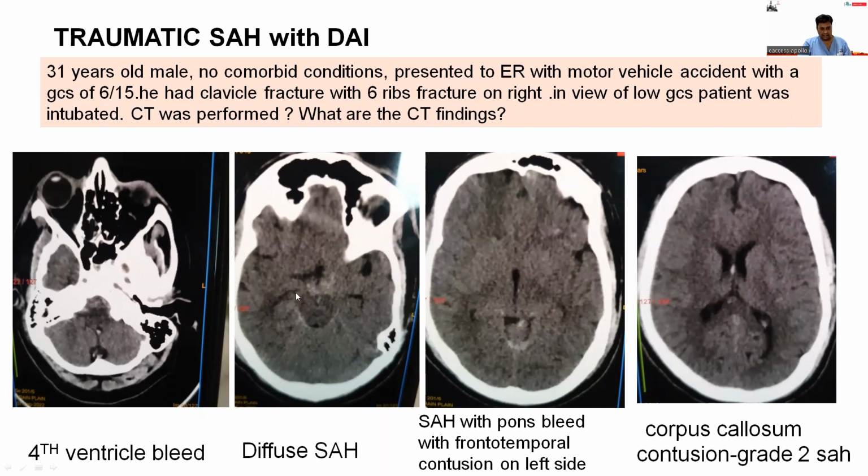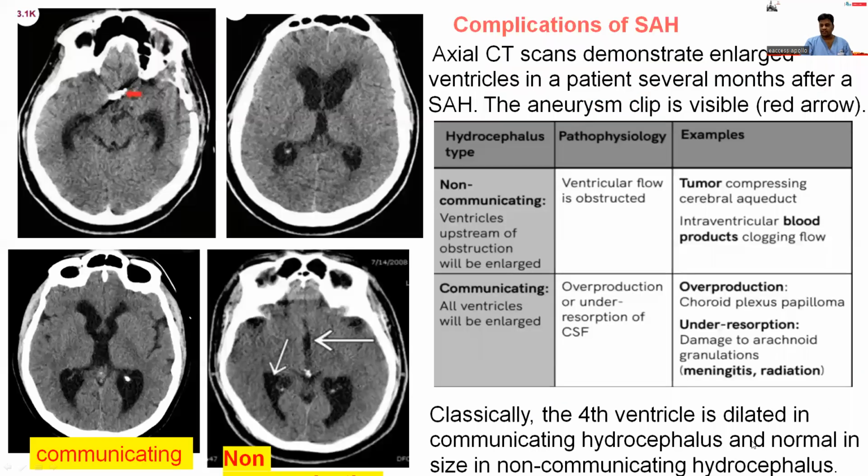And as we have seen earlier, this fissure is having hyperdense material, so it is diffuse SAH. And then there is also a bleed in the pons. This small hyperdense lesion is a pons area bleed. And then there is a SAH over here because the cistern has the hyperdense area. And also you can appreciate small dot contusions in the corpus callosum. So whenever you see dot contusions and then a bleed, then it is categorized as grade 2 SAH.